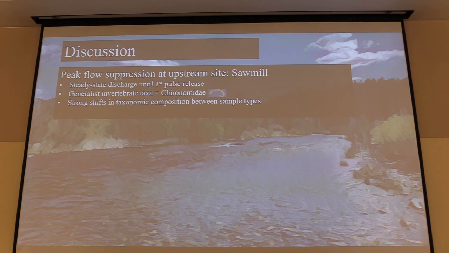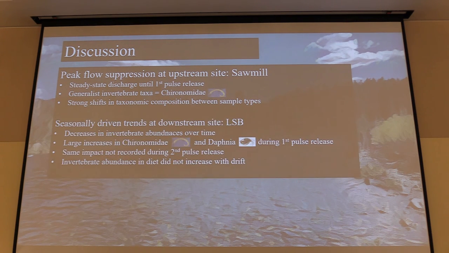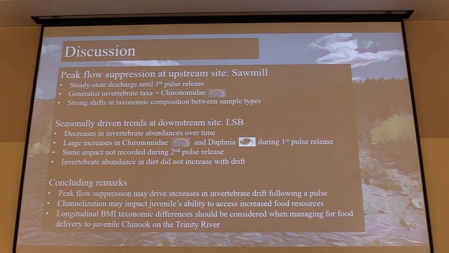And during that first peak pulse, there was a strong taxonomic shift, flushing all of those chironomids downstream. Whereas our downstream site is more seasonally driven, there were decreases in invertebrate abundances over time. However, during the first experimental pulse, there were large increases in both chironomid and daphnia. During the second pulse release, we did not observe the same impact, and invertebrate abundance in diet did not increase in conjunction with our drift concentrations.